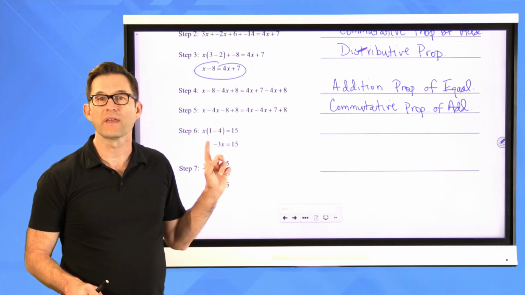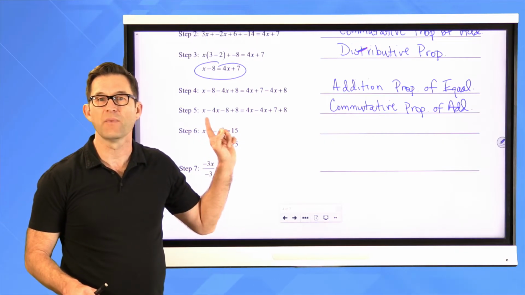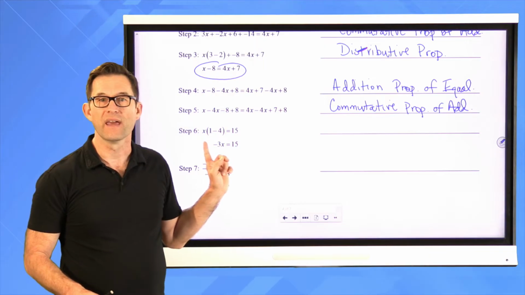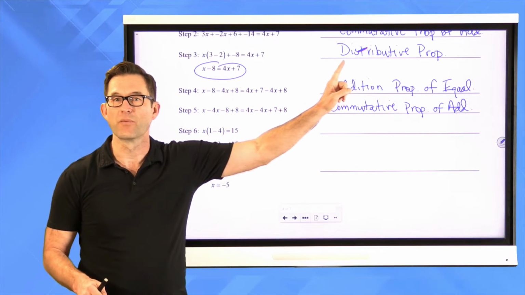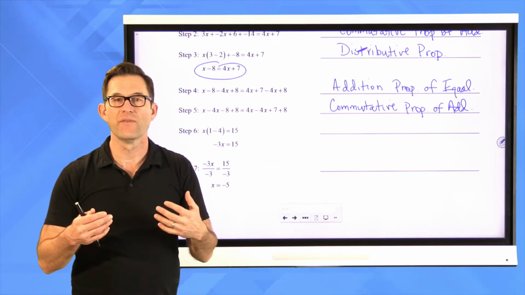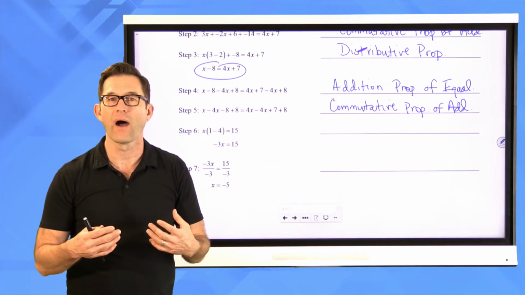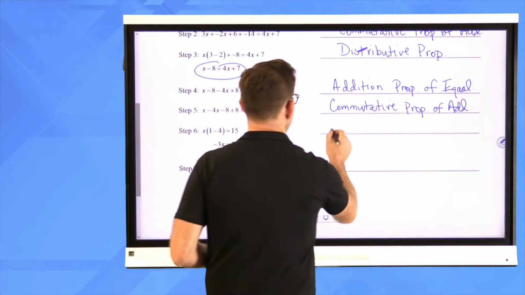And I pull this trick again where I factor an x out of x minus 4x, to get x times 1 minus 4. That is, again, the distributive property. Anytime I factor a variable out or factor a number out, that's the distributive property.